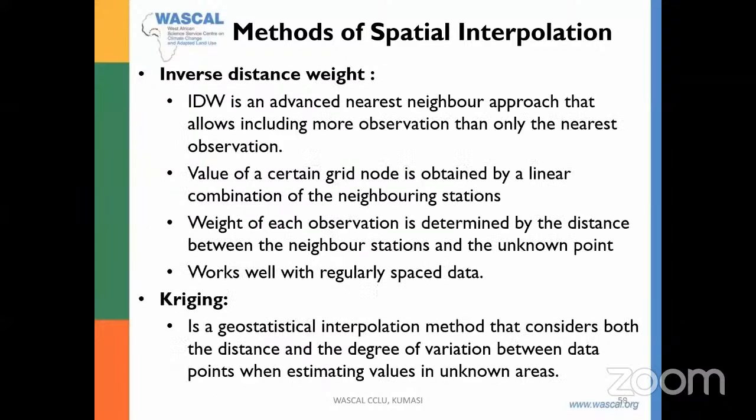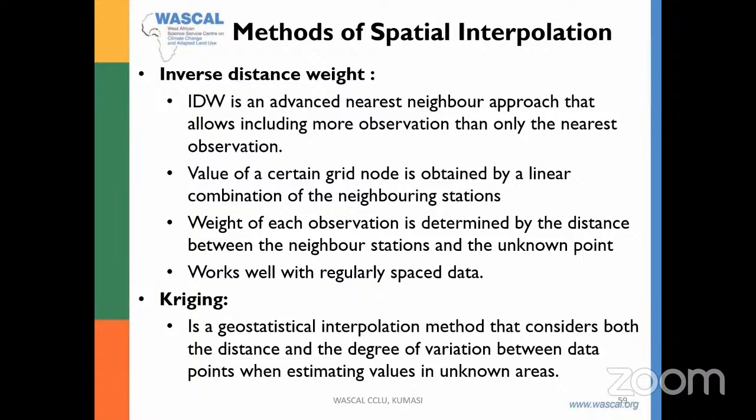The inverse distance weight is an advanced form of the nearest neighbor approach, which includes more observations that are closer to the unknown location that we want to assess. If you want to assign a value to a particular grid, it obtains a linear combination of all nearest neighbor stations and estimates a weight for each observation based on the distance between the station and the unknown point. And these weights are included in the estimation of the unknown locations.